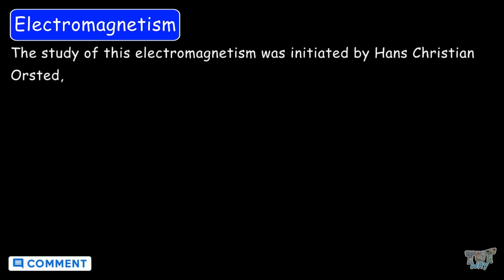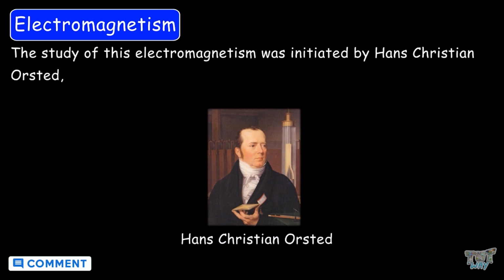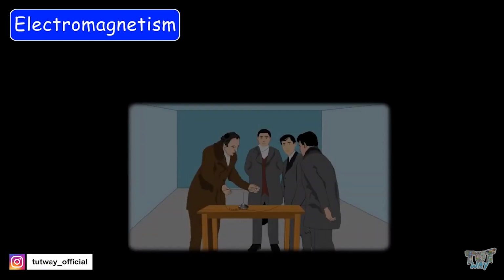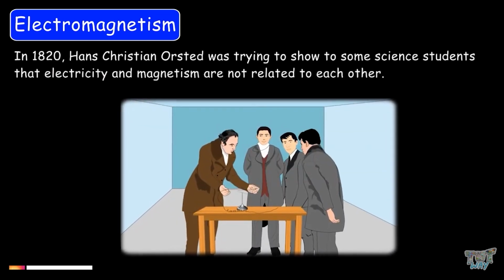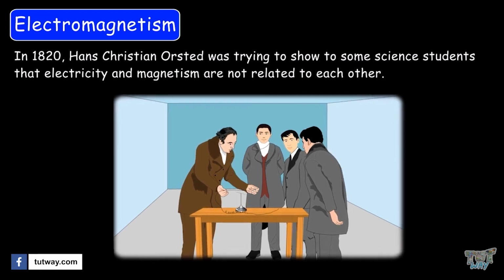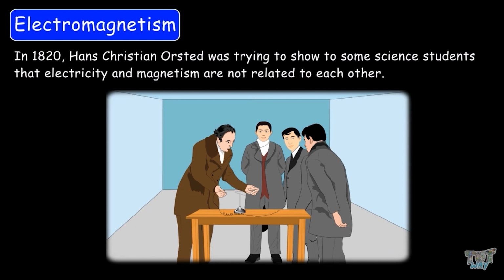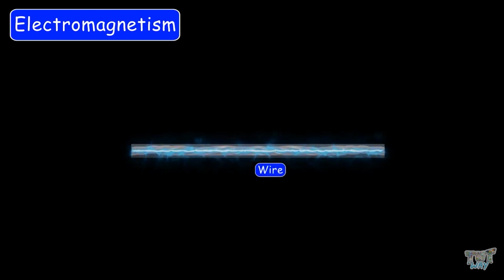The study of electromagnetism was initiated by Hans Christian Ørsted, who accidentally found that an electric current can produce a magnetic field. In 1820, Hans Christian Ørsted was trying to show some science students that electricity and magnetism are not related to each other. He conducted an experiment where he took a wire and passed an electric current through it.